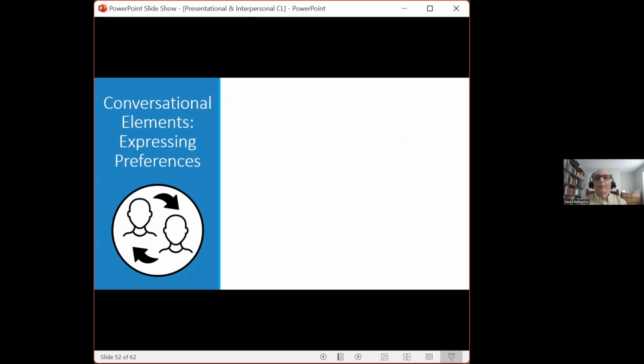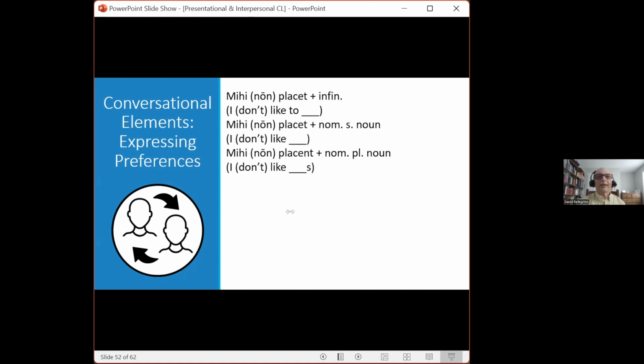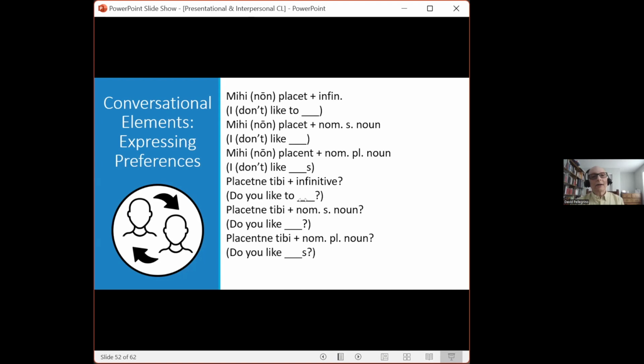Okay. Expressing preferences, or more simply, likes and dislikes. That's another component of interpersonal speaking. I like or I don't like to do something. I like or I don't like something singular, or I like or I don't like something plural. Asking questions: Do you like to do something? Do you like something singular? Do you like something plural? These are all things that you can have students practice and memorize and be ready to use when you need them to express their preferences.